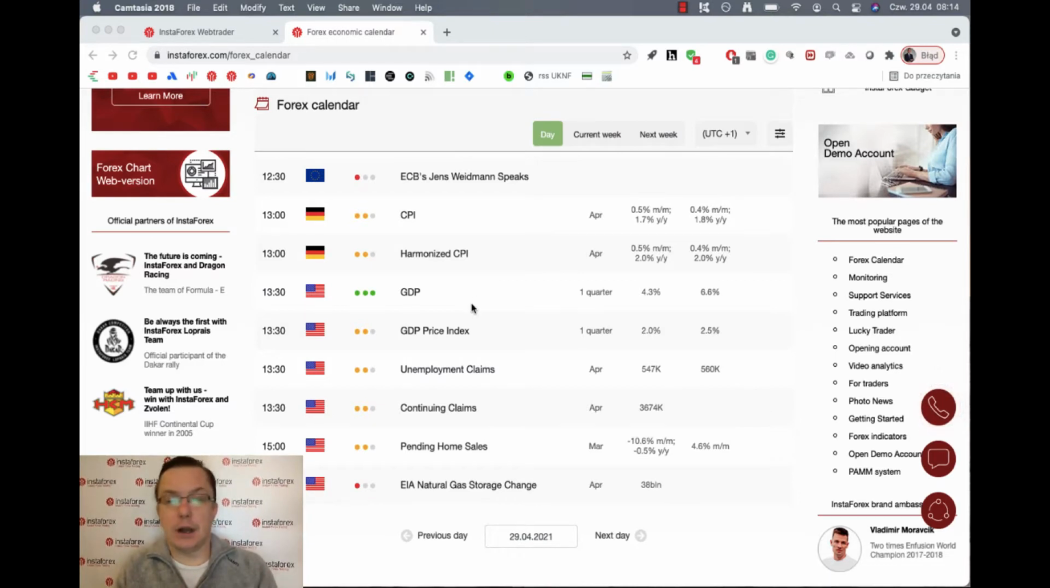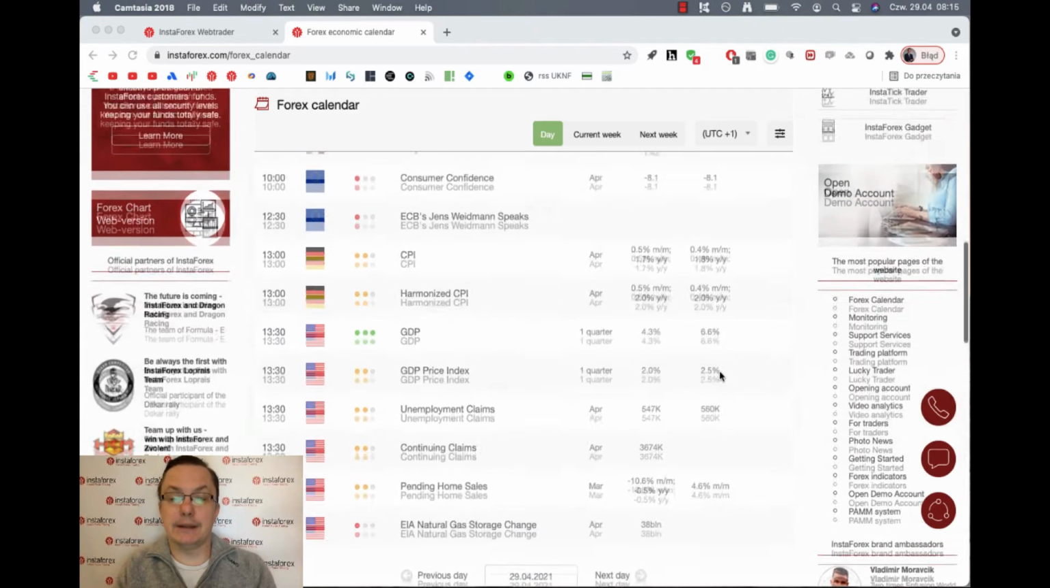During the New York session, we have GDP data from the United States for the first quarter, and that's the key economic release for today. The forecast is 6.6%, which is way better than 4.3% last time. So it's kind of interesting what the actual number will be. Unemployment claims are scheduled for release at 1:30 as well. They're expected to rise a little bit, from 447,000 to 560,000 claims.